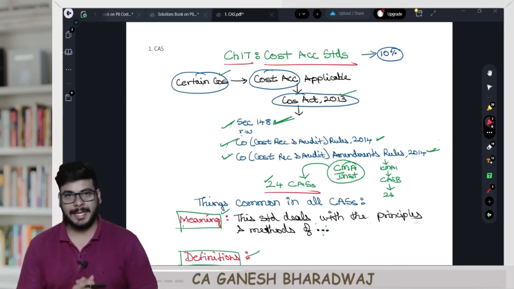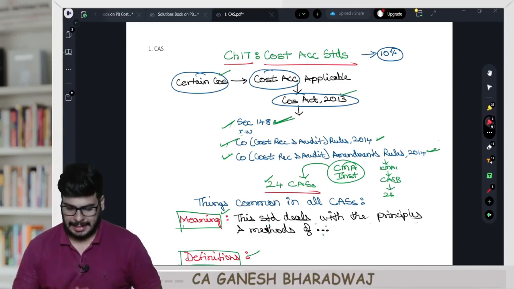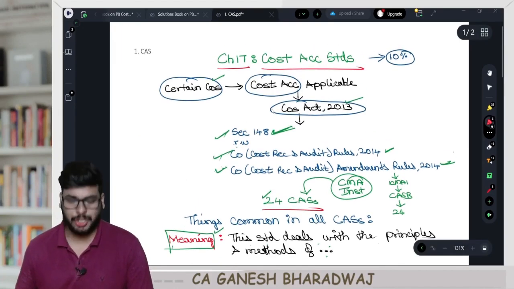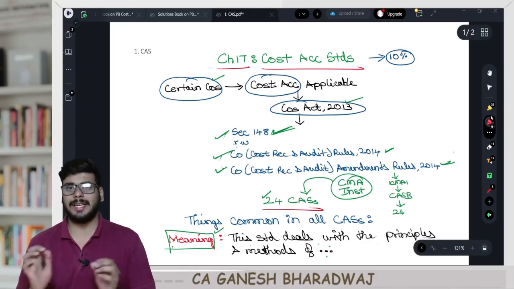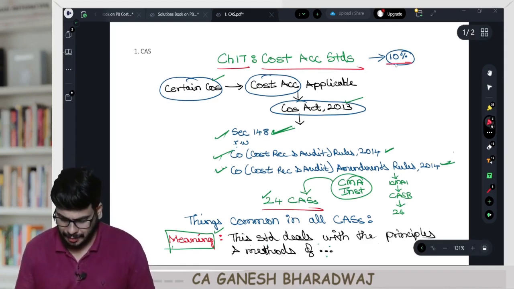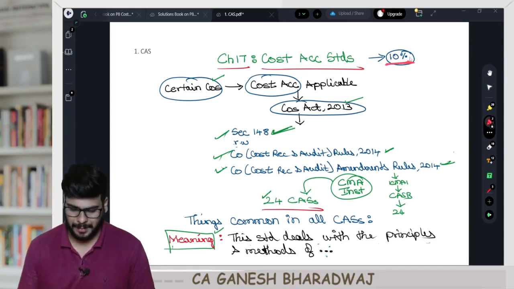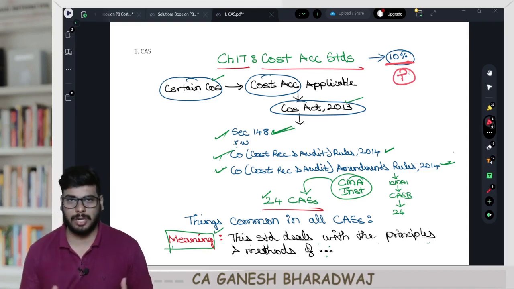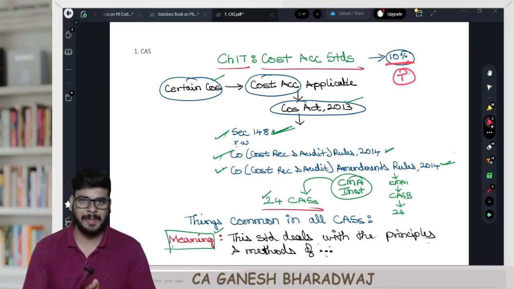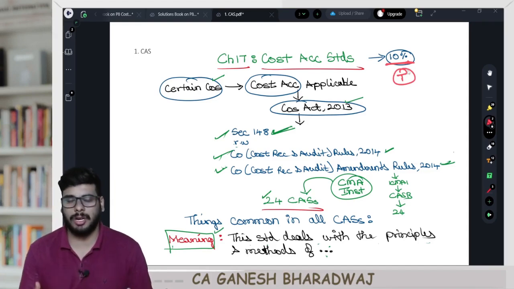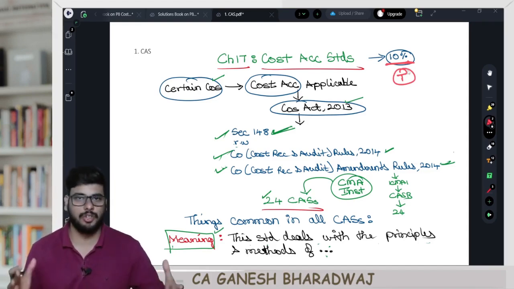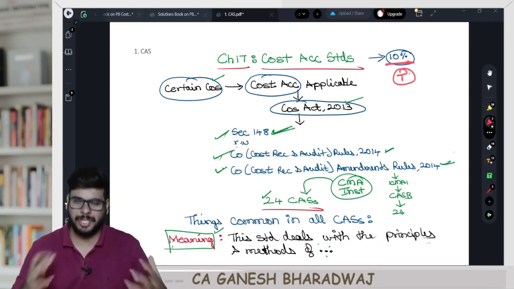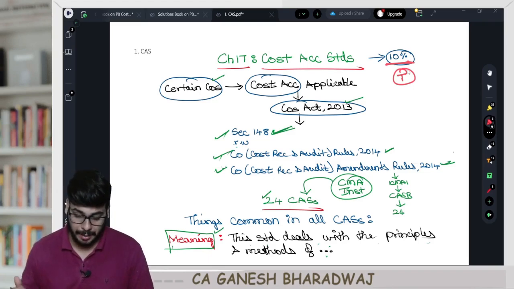So now let's get started with the revision of the next chapter, which is cost accounting standards. Now guys, this chapter from an examination perspective carries a weightage of 10% every attempt. However, this is a theory chapter. That's how I would classify it. Basically, by theory, I mean it is a non-numerical chapter. So it's not a numerical chapter, right? So what is this cost accounting standards? Let me just quickly walk you through this. Let's quickly revise this particular chapter.